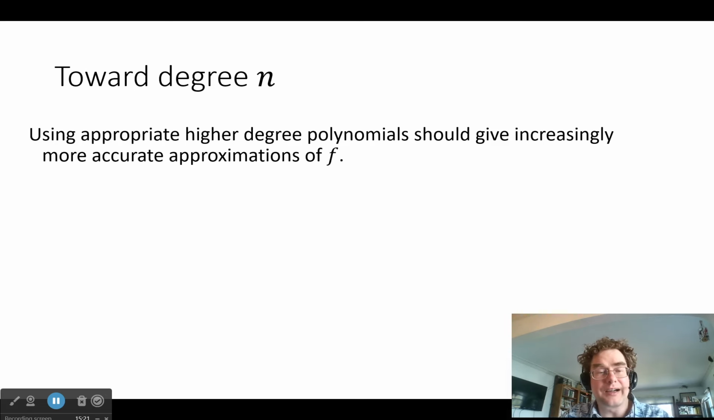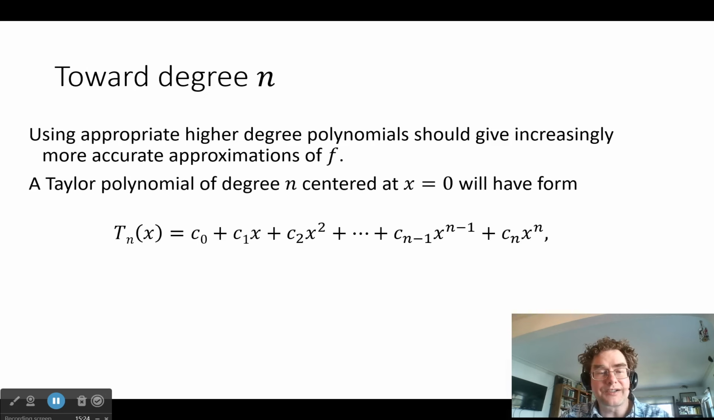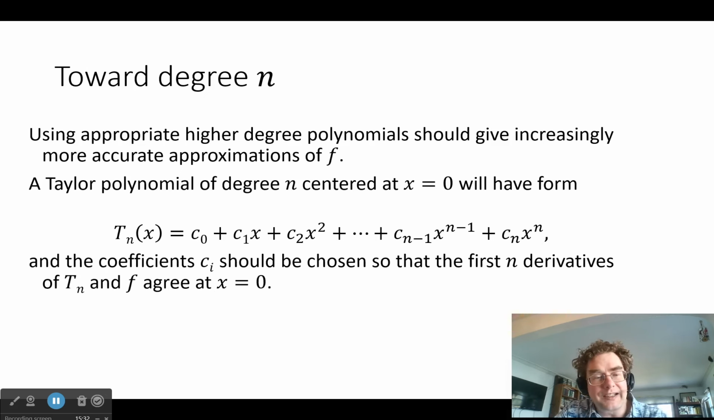And a general Taylor polynomial of degree n is going to have this kind of form. You set it up just like we did for the degree 1 and degree 2. We just have coefficients c0 through cn now, so there's more to find. And how do you find them? Well, we want them again to satisfy the criterion that they make the first n derivatives of the Taylor polynomial match the first n derivatives of our function f, and these are again values at the center. Here we've specialized the center as 0 again, just to keep that notation a little cleaner for the moment.